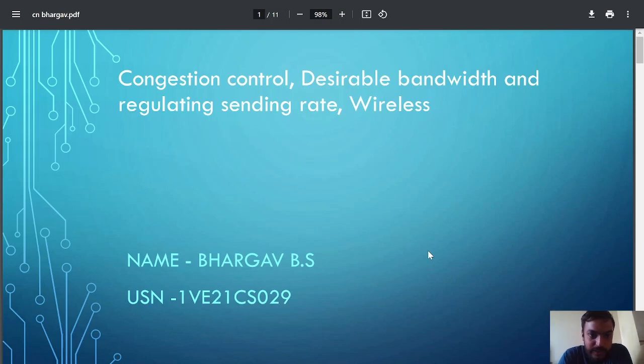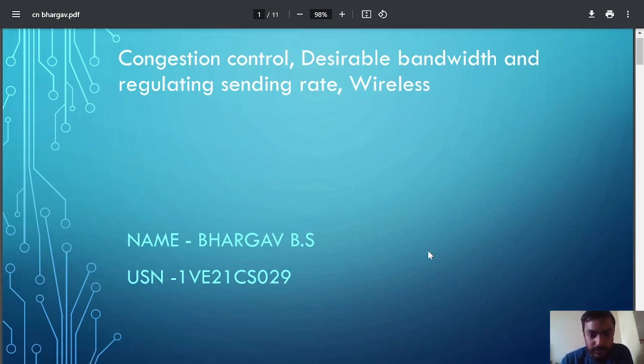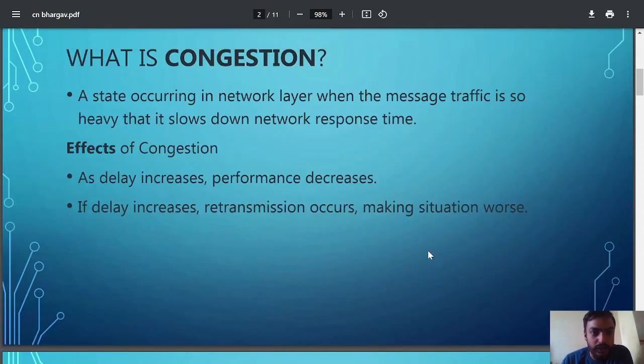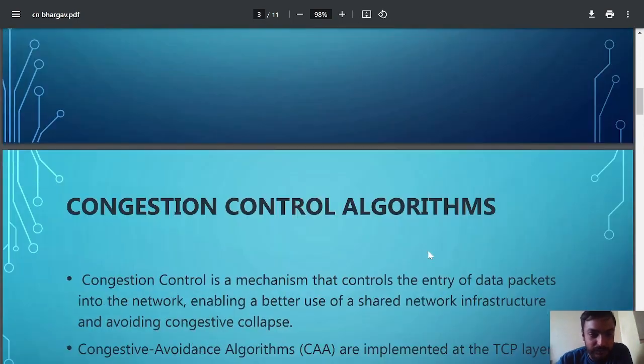So today's topic is congestion control, desirable bandwidth and regulating sending rate in wireless. So what is congestion? A state occurring in the network layer when the message traffic is so heavy that it slows down network response time. Effects of congestion: delay increases, performance decreases. If delay increases, retransmission occurs, making the situation worse.